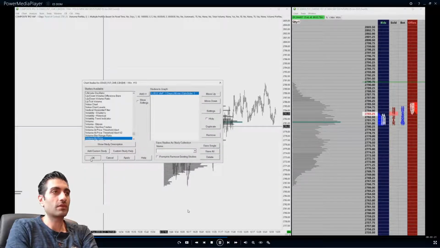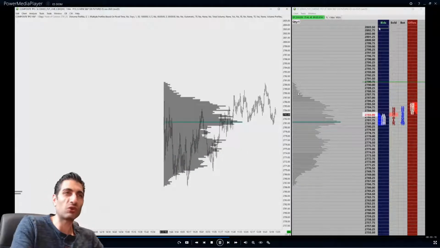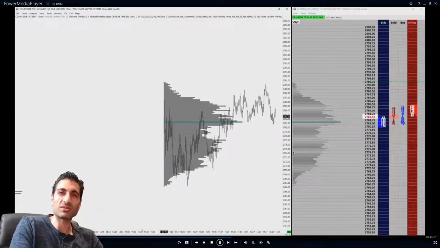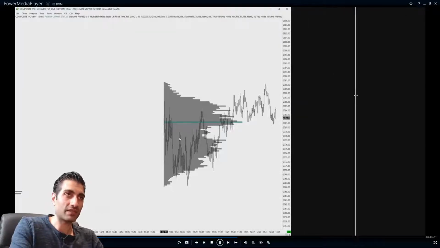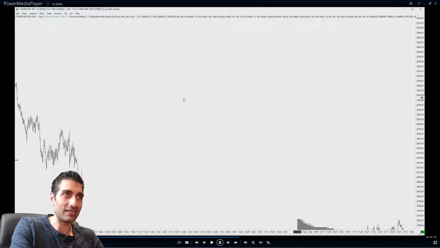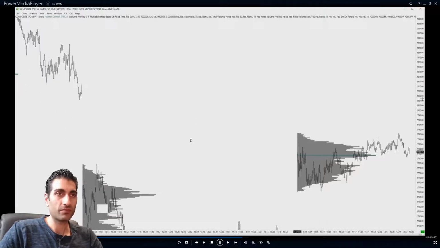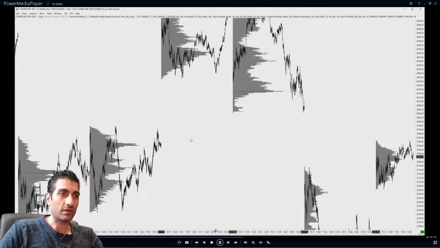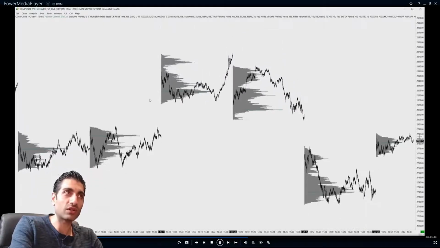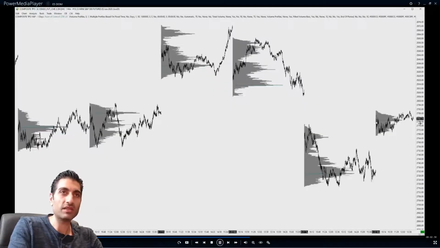So I'm changing it back. Can you see I've got rid of these little increments? I don't want it. It's too distracting. I'm just looking very roughly at where value is. And now what I'm going to do, I'm going to maximize it, guys. And I'm actually going to delete the price. Because this allows me now to look at value across time. So I'm going to delete the price.